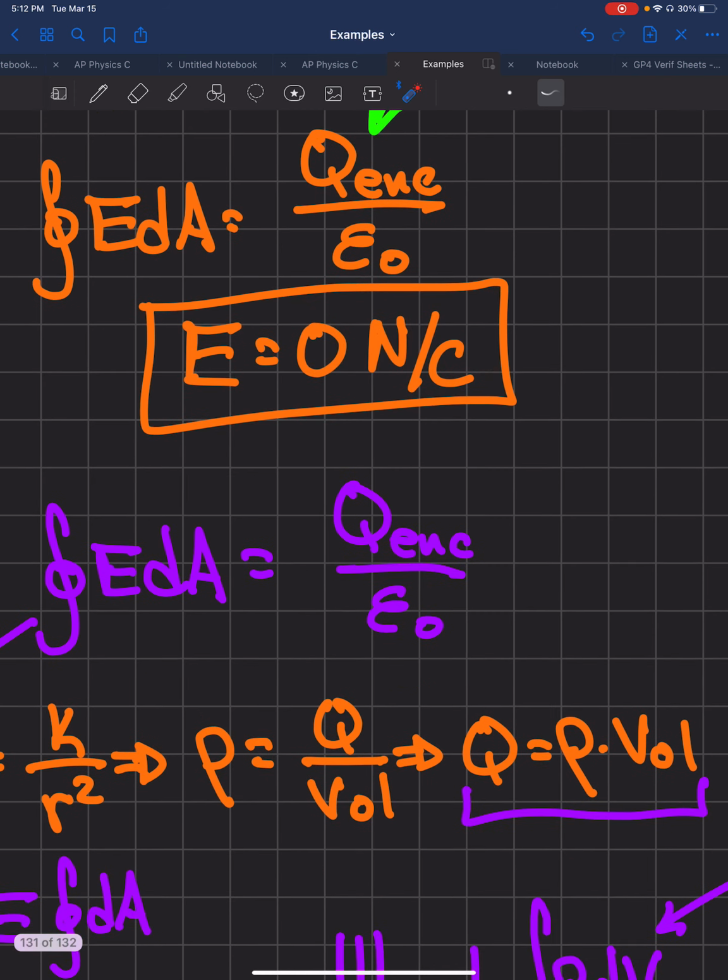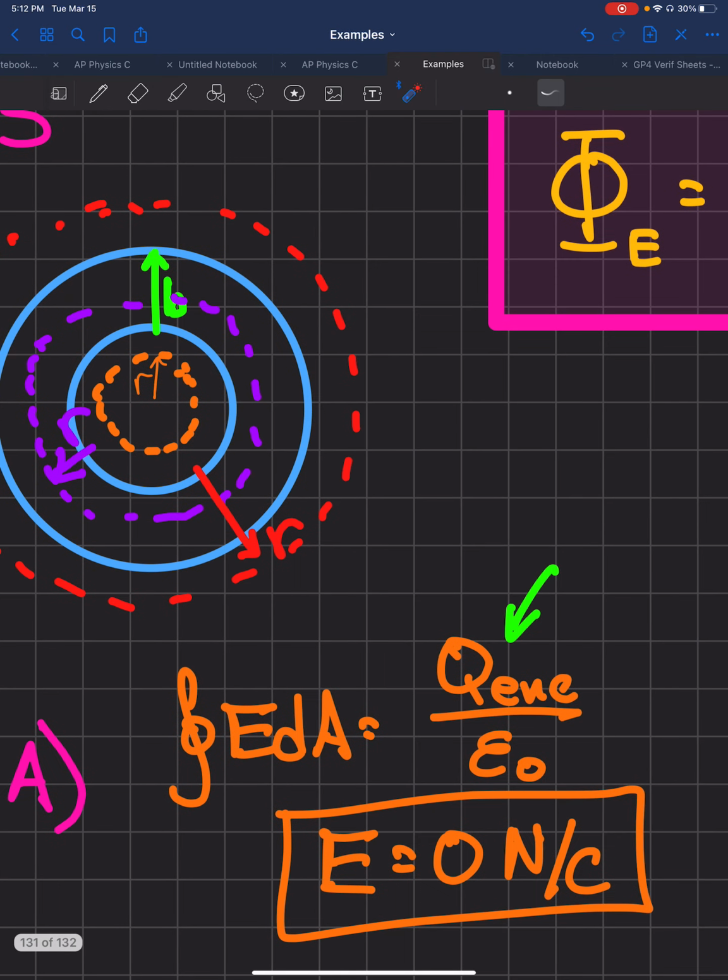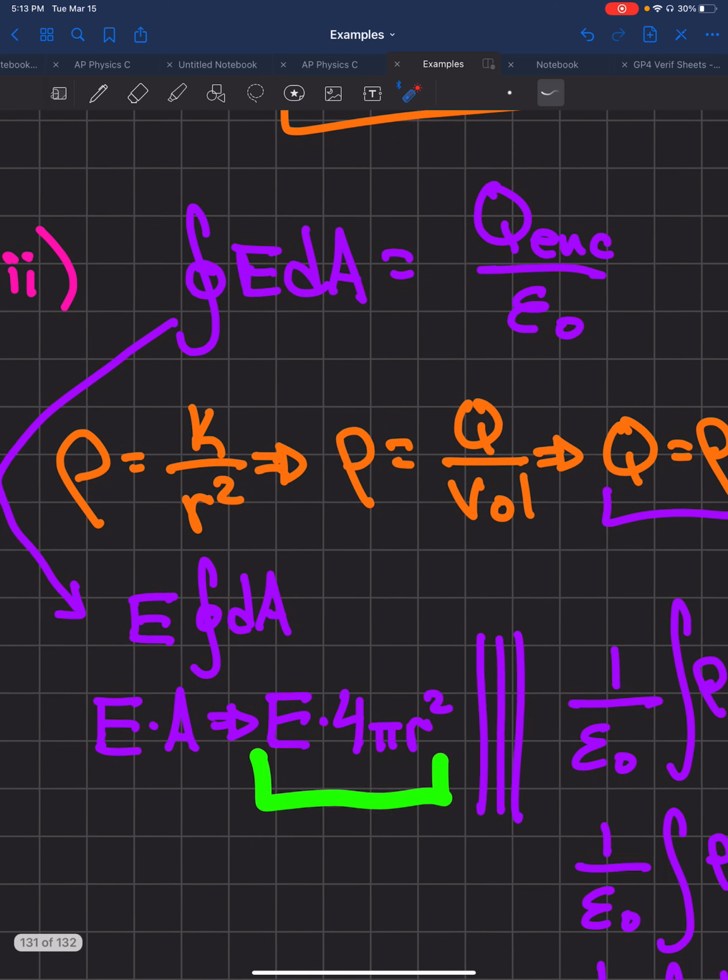All right, so let's move to the more difficult ones. So now let's move inside the shell. If we move inside the shell, again, we're going to draw our Gaussian sphere. I just chose to draw it right here. But again, it makes no difference where you draw it. It's just to help you. So you draw your Gaussian sphere right here. It has a radius r, okay? And we're going to apply Gauss's law.